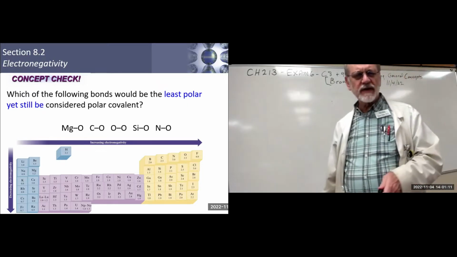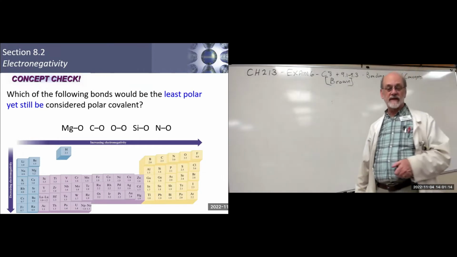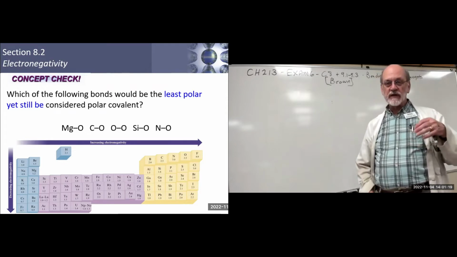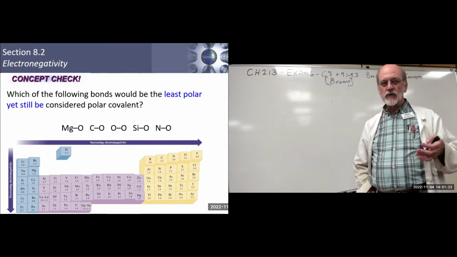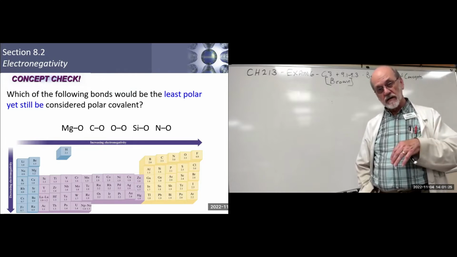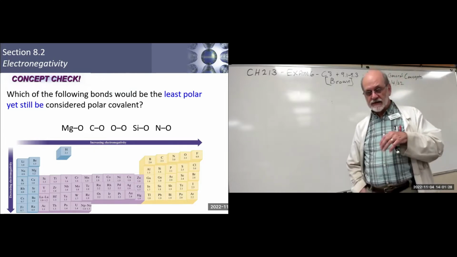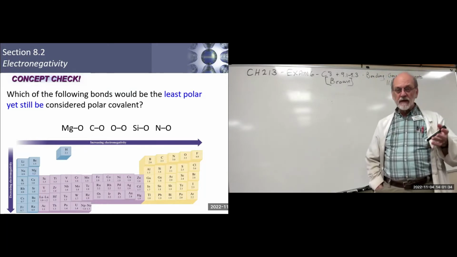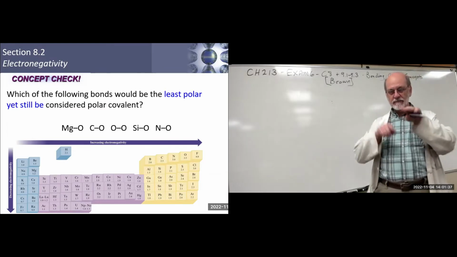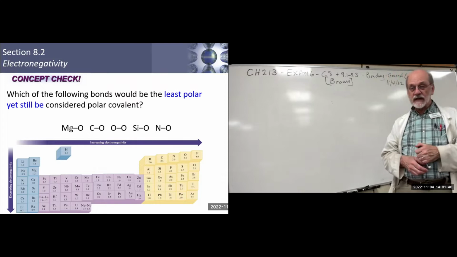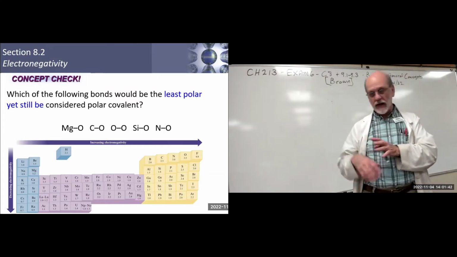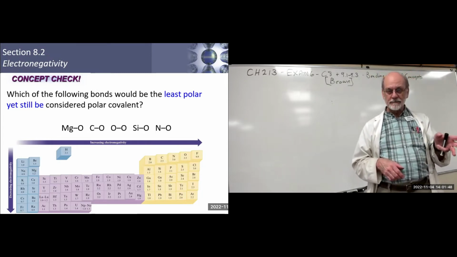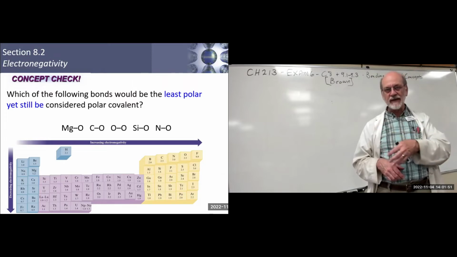Which of the following bonds would be the least polar yet still be considered polar covalent? Now, in this question, we are given the option of excluding those that are ionic and those that are nonpolar. It's got to be polar covalent, which means it's got to be a covalent bond, but it can't be two of the same elements together. So we can eliminate oxygen, OO, that one's out. We can eliminate magnesium and oxygen because that's ionic. Magnesium's a metal, oxygen's a nonmetal.